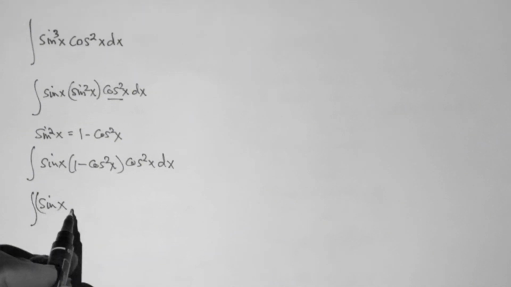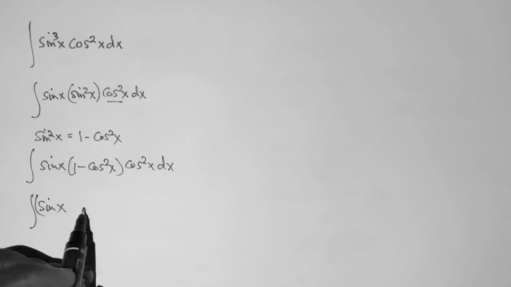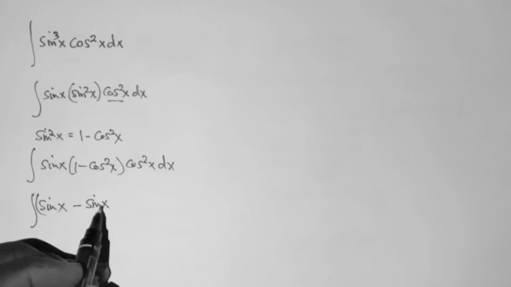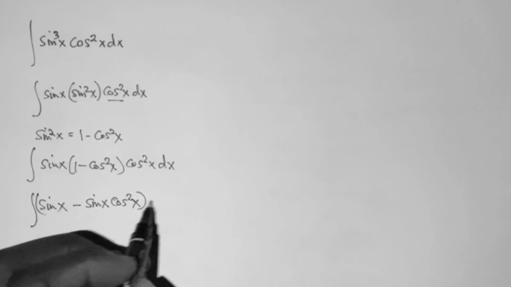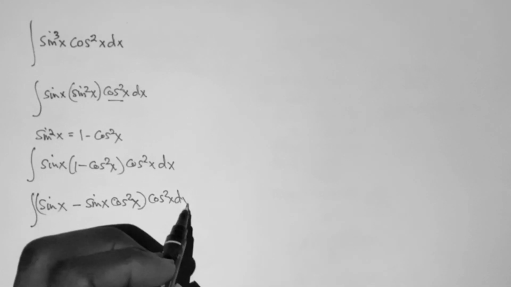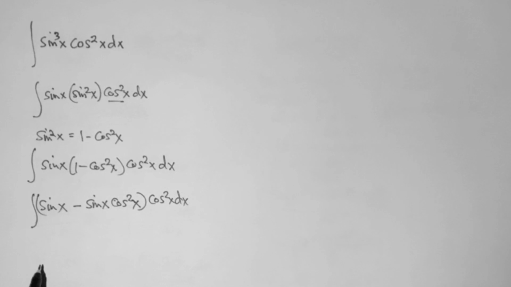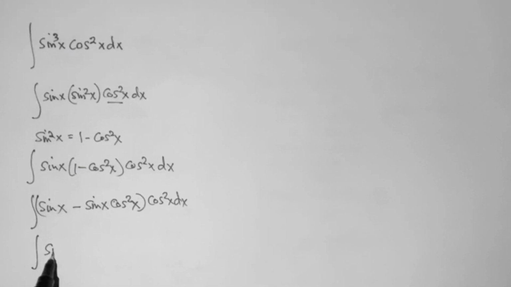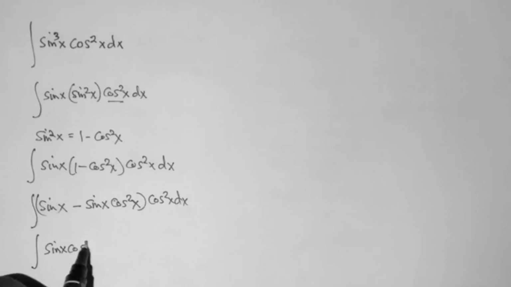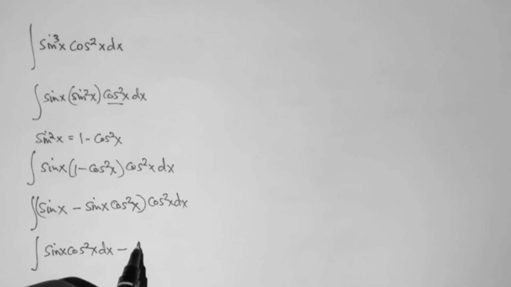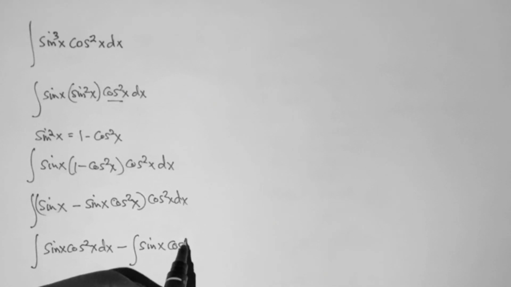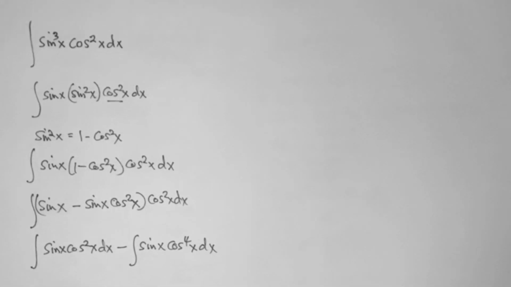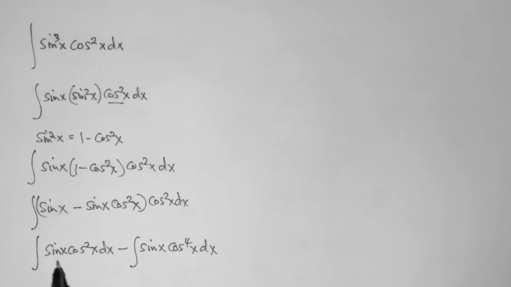So if we expand this, this will become the integral of sine x, let me put this into bracket, minus sine x cos squared x, then times cos squared x dx. So we can then break this integral into 2 by saying the integral of sine x cos squared x dx minus the integral of sine x then cos x exponent 4 dx, so that we can evaluate these integrals separately. So let's first start with this one.